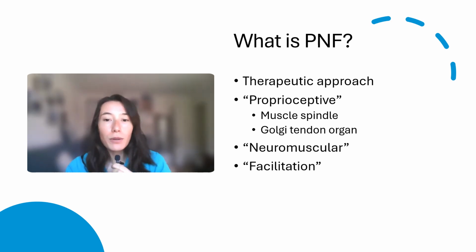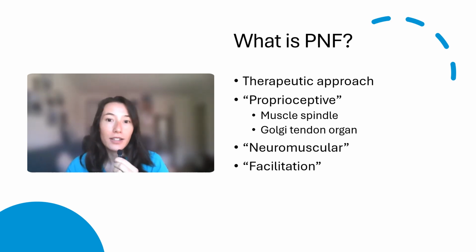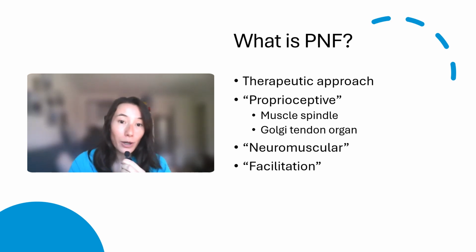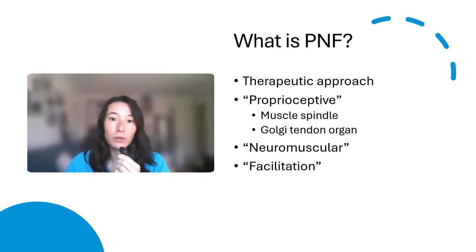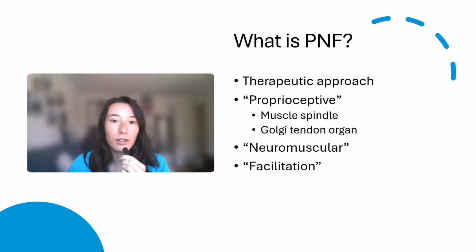PNF is a therapeutic approach with the purpose of trying to stimulate our nerves to be able to recruit our muscles, hence neuromuscular facilitation. The proprioceptive part is how we do this. So to be able to stimulate the nerve to recruit our muscles, the approach used to stimulate is from our proprioceptors, specifically our muscle spindle and Golgi tendon organs. Remember that our muscle spindles have to do with stretch. Our muscle spindles sense stretch at the level of our muscles.